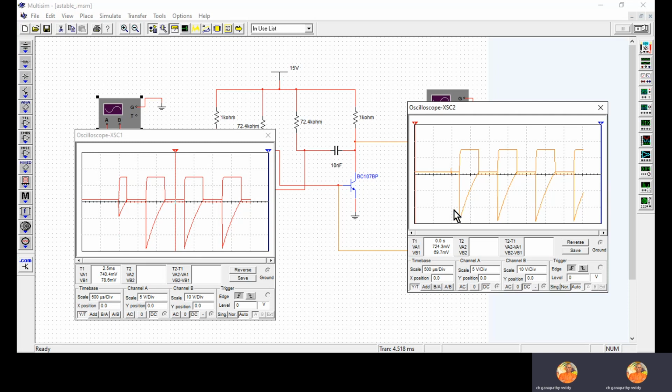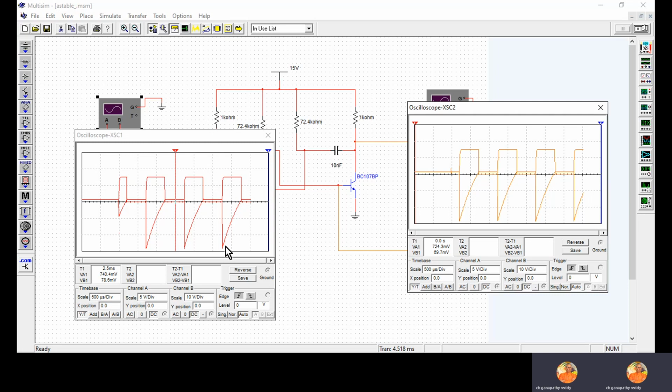So these are the expected graphs given; accordingly you note down the numerical values you are getting here. This negative also you can approximately note down. When base is negative, transistor is off, that is satisfied. When base is positive, transistor is on, that is also satisfied. So we got wonderful waveforms, and this you can note.